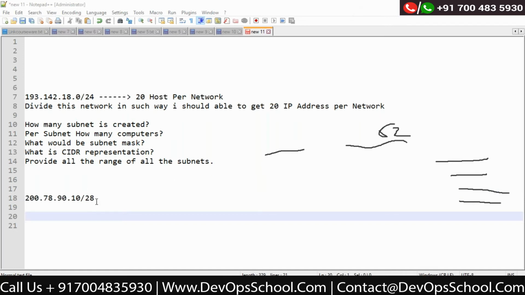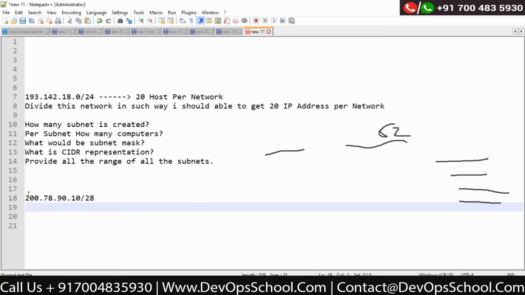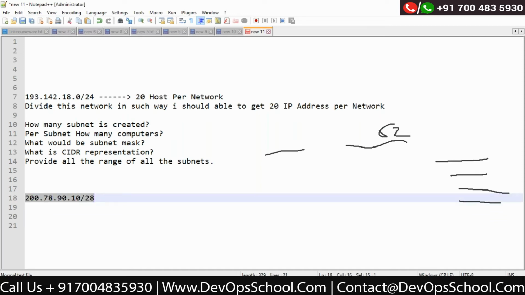Okay, I hope my screen is visible to all now. So the question they will ask you is something like this. Sometimes they will give you some CIDR value. Sometimes they will give you the subnet mask and ask you to find out everything. Correct? The methodology is the same. Okay, now here you can talk about this.